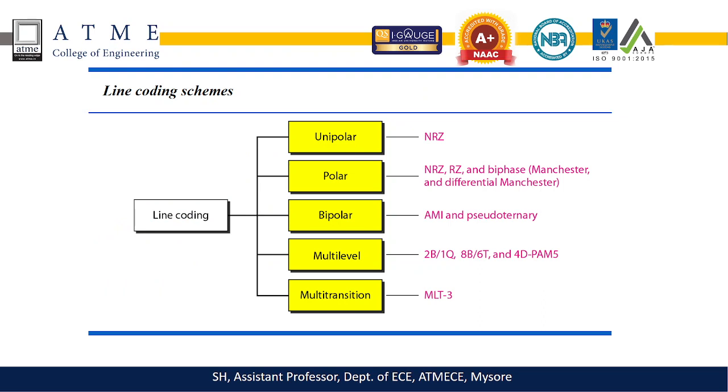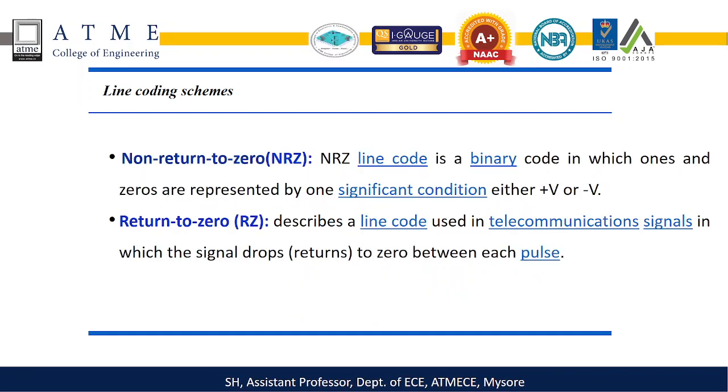There are different line code schemes which have been developed for converting data into a digital signal. These are the different schemes: unipolar, polar, bipolar, multi-level and multi-transition. Unipolar, bipolar and the rest require formatting, the way they can be coded, that is NRZ coding and RZ coding.